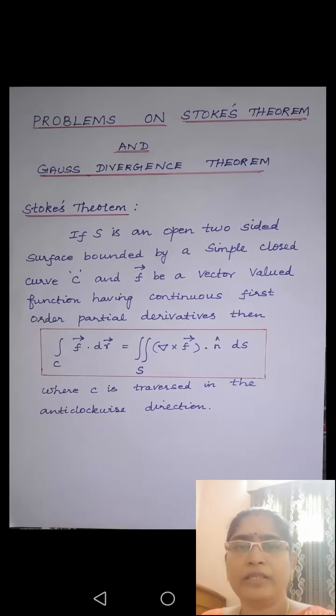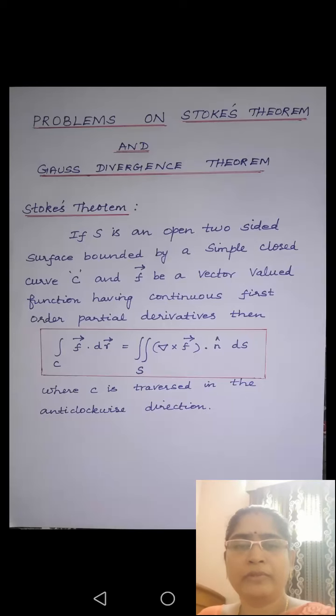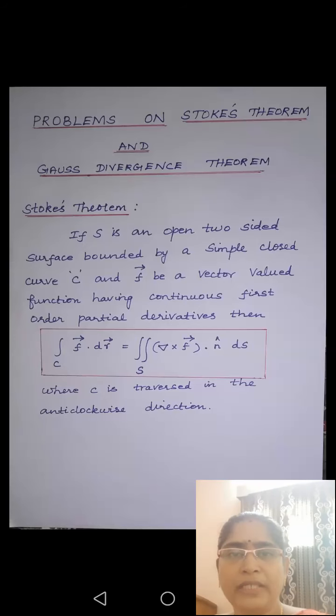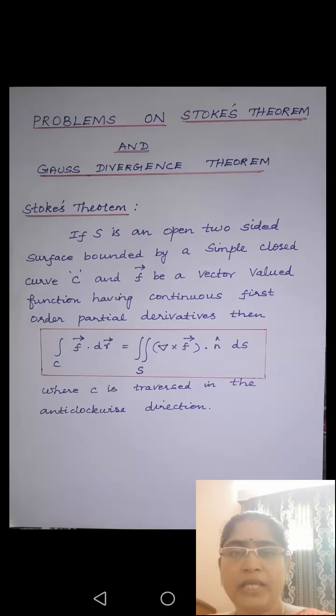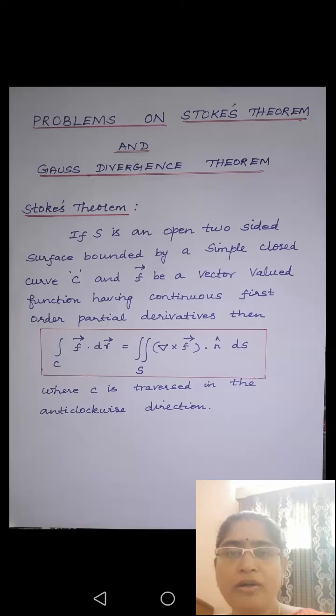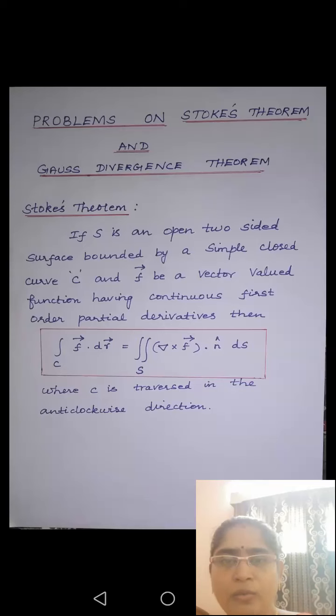Today we are going to see the problems using Stokes theorem and Gauss divergence theorem. First, let us see what is Stokes theorem. If S is an open two-sided surface bounded by a simple closed curve C and f vector be a vector valued function having continuous first order partial derivatives, then integral over C f vector dot dr vector is equal to double integral over S del cross f vector dot n cap into ds, where C is traversed in the anti-clockwise direction.